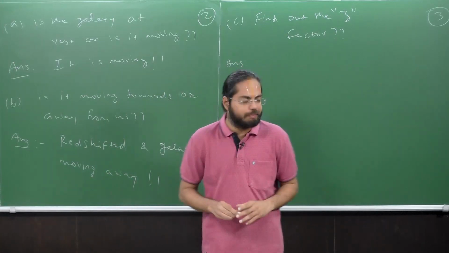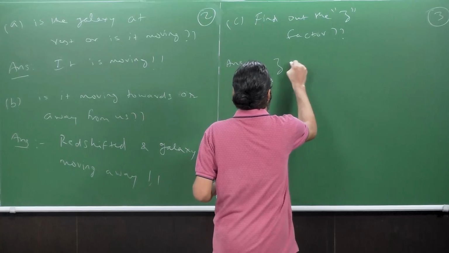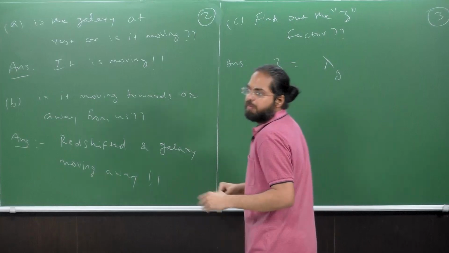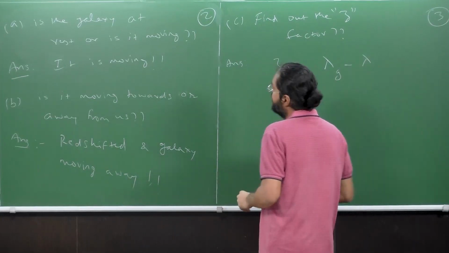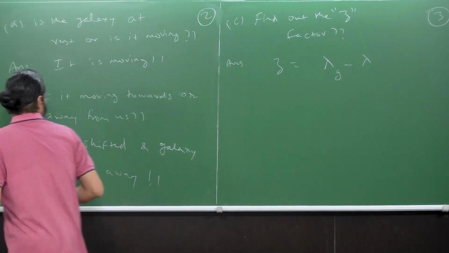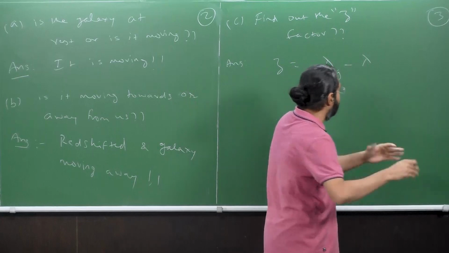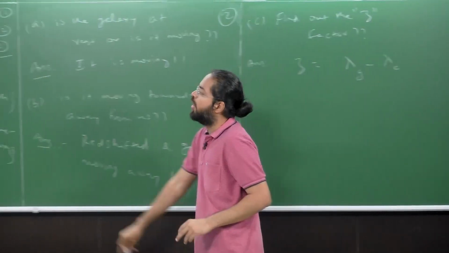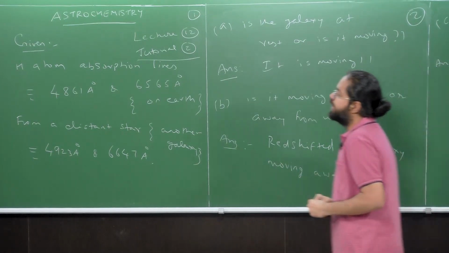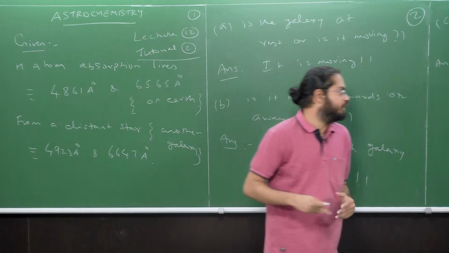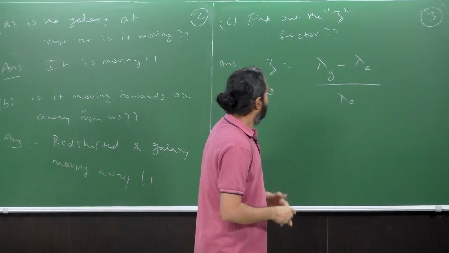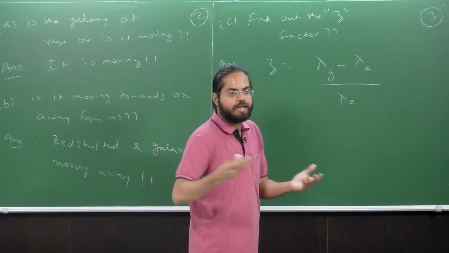Okay. So that being said, the Z factor is given by the wavelength of the galaxy minus the wavelength that you would encounter when it is at rest, that is, the wavelength for the absorption line on Earth, divided by the wavelength assuming it is at rest. So this is the formula. We can just substitute it and we can calculate the Z.